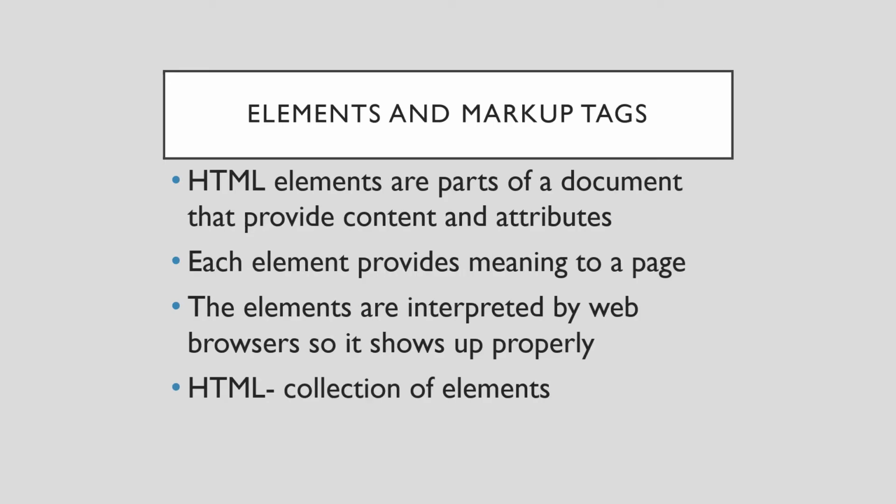So the first thing we'll talk about is elements and markup tags. HTML elements are part of a document, and they provide content and the attributes. Without the elements, you would have no page. Each element provides meaning to the page, and the elements are interpreted by web browsers so it shows up properly. If you don't do it correctly, then your website will be missing things or won't show up at all. HTML essentially is a collection of elements.